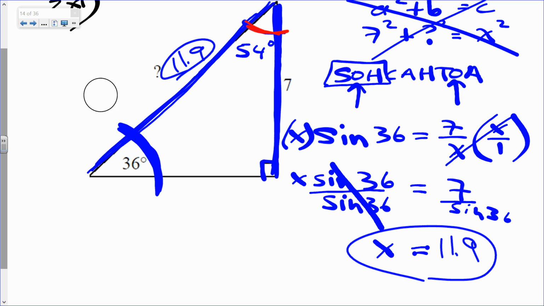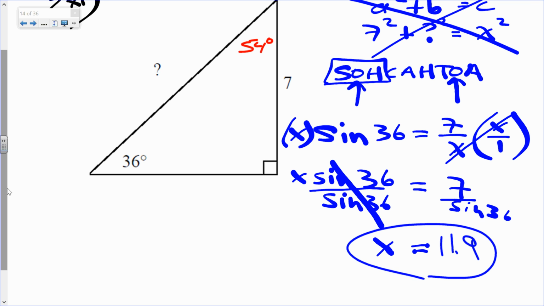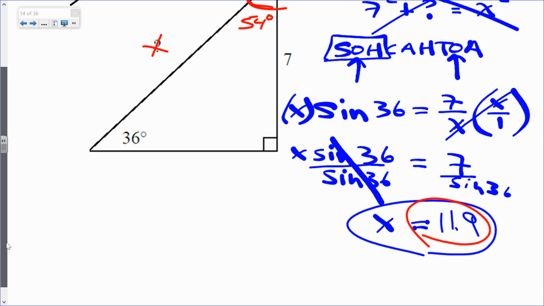I'm going to do it in red here. We're still in Example 1. I'm just going to do it again for enrichment purposes. So this is 54 degrees. We found that out. Remember, all the angles add to be 180. Now, let's say this is x again. Let's use trigonometry, but from the 54-degree angle. We'll still get 11.9, is what I'm trying to communicate here.